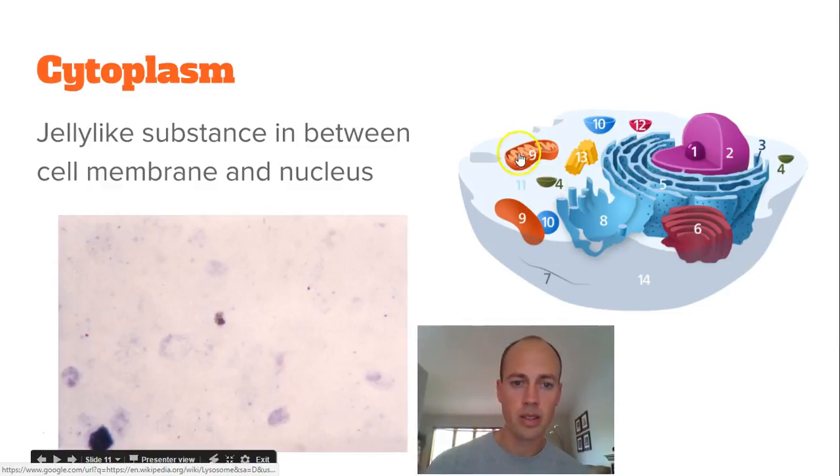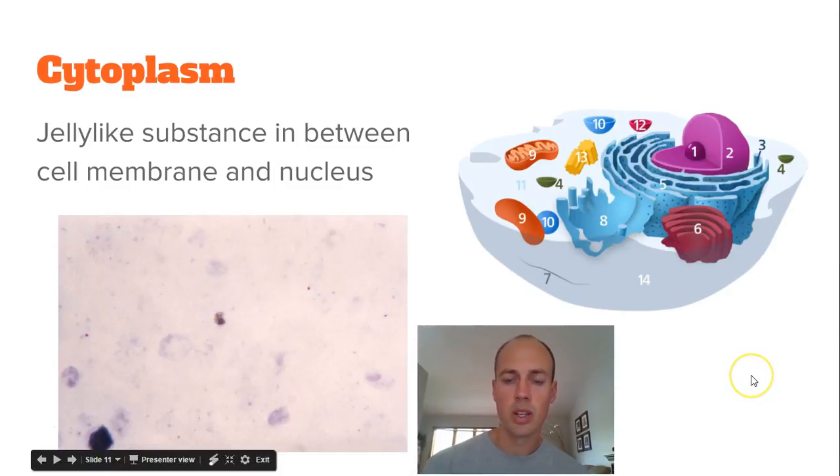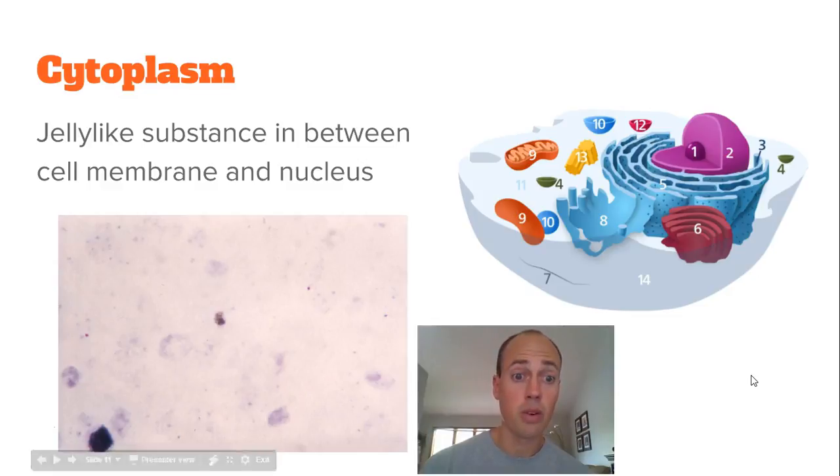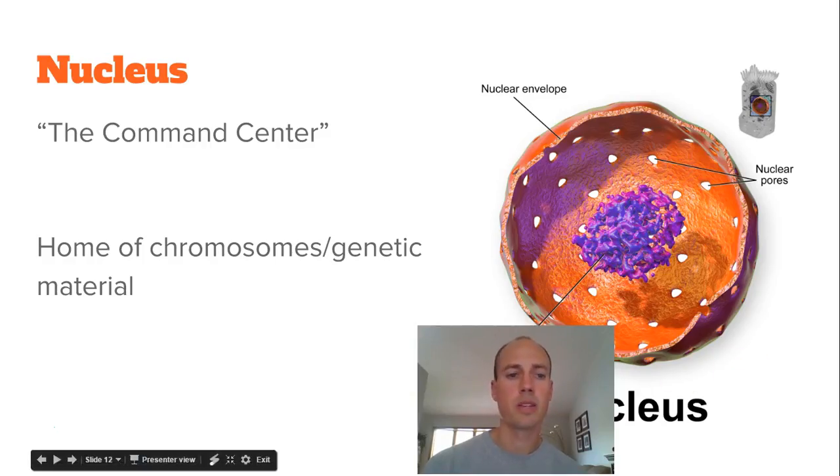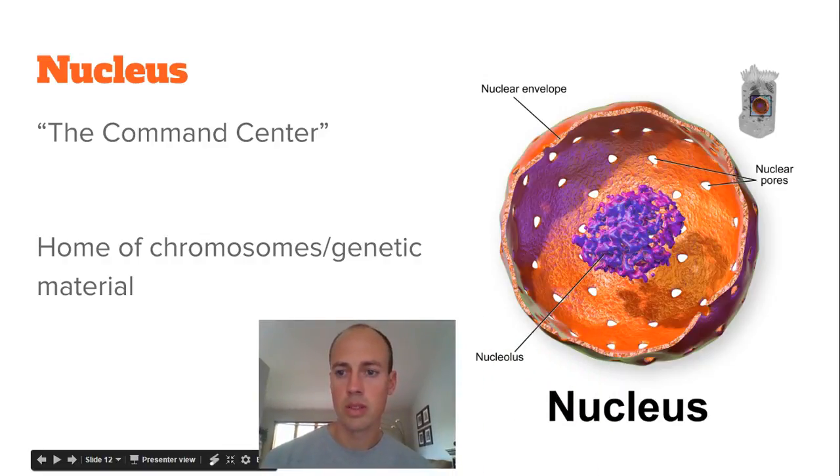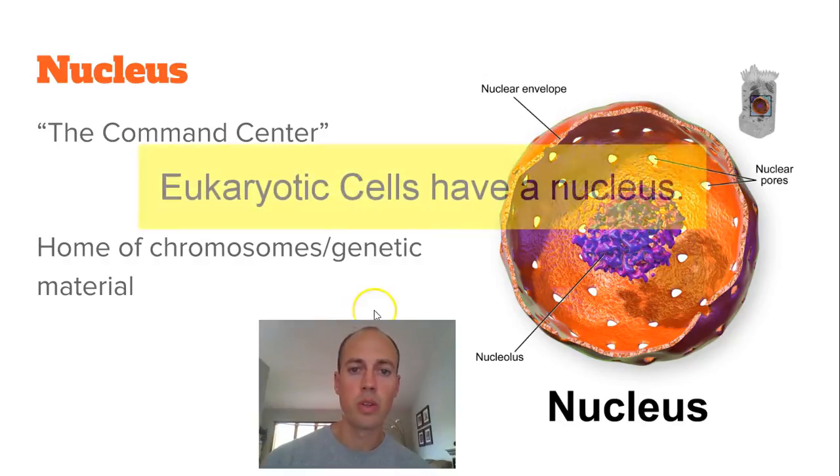Cytoplasm is the jelly-like substance in between the cell membrane, the outside part, and then the nucleus, which is pictured here. So cytoplasm is just kind of everywhere. It's the medium in which everything is kind of floating around and doing their thing inside the cell. That's cytoplasm. Nucleus. All eukaryotic organisms, such as plants and animals, have a nucleus.